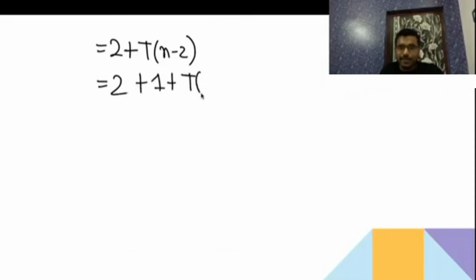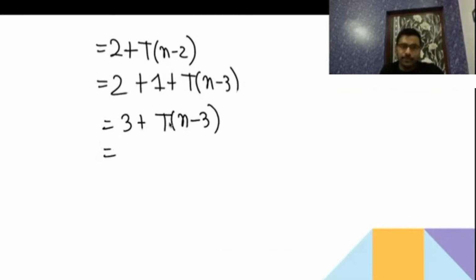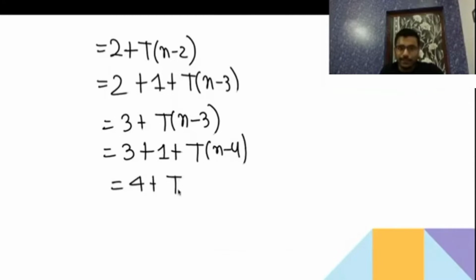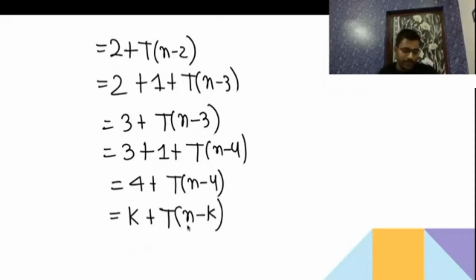So it will be 2 plus Tn minus 2. Then in place of Tn minus 2, you can substitute 1 plus Tn minus 3. Then 3 plus Tn minus 3. Then in place of Tn minus 3, you can substitute 1 plus Tn minus 4. Yeah, correct. So it is 4 plus Tn minus 4. Like this. So how is it going? It's going like k plus Tn minus k.